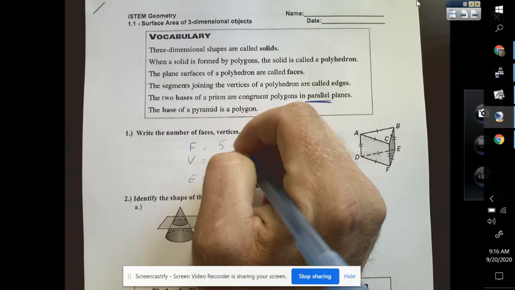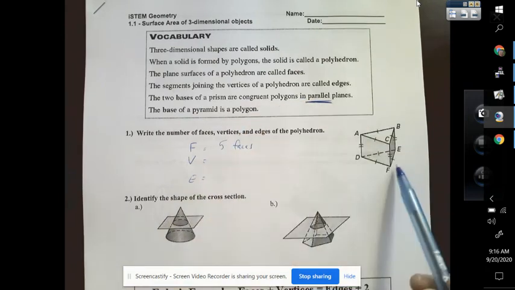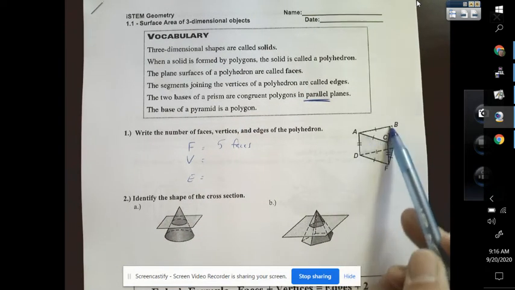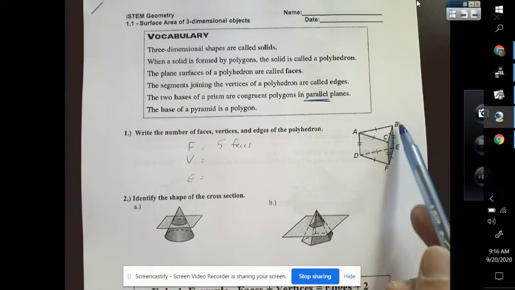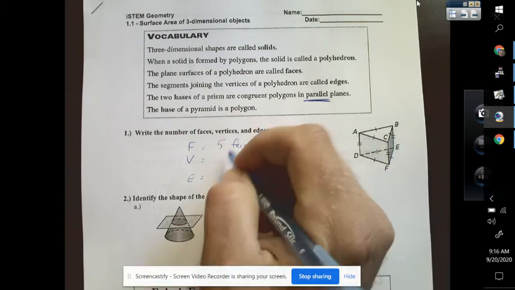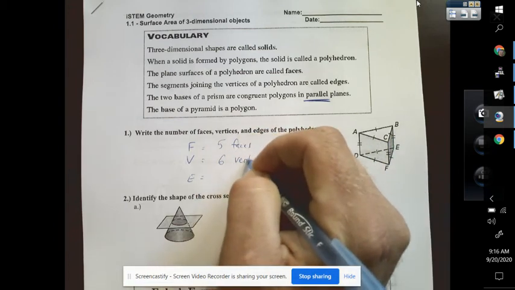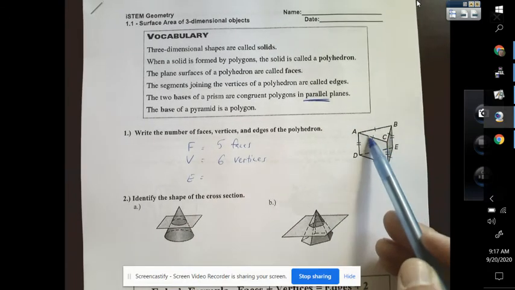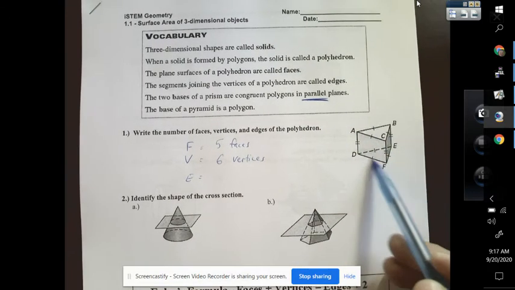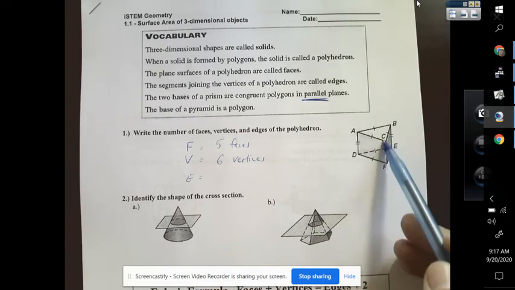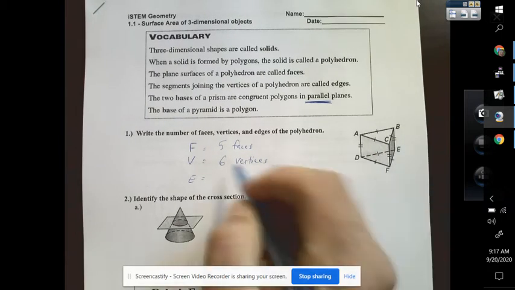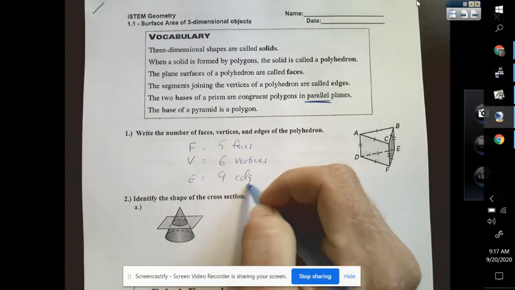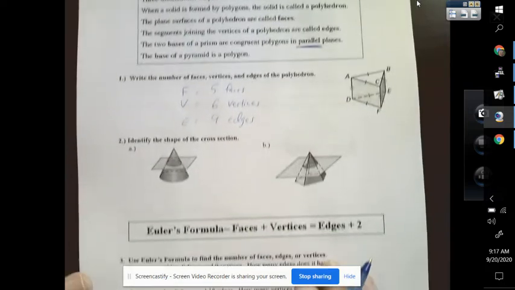So 5 faces. Your vertices are actually just your points, your corners. So 1, 2, 3, 4, 5, 6. There's 6 total. And then it leaves us with edges. 1, 2, 3, 4, 5, 6, 7, 8, 9. All right, 9 edges. Very good.